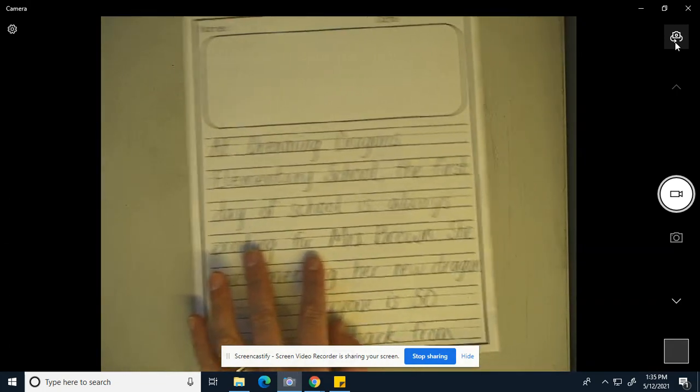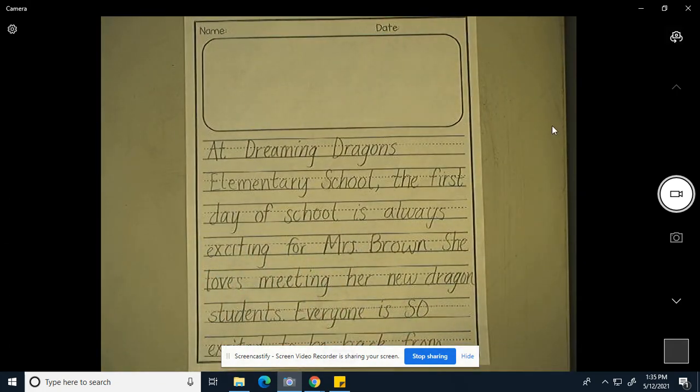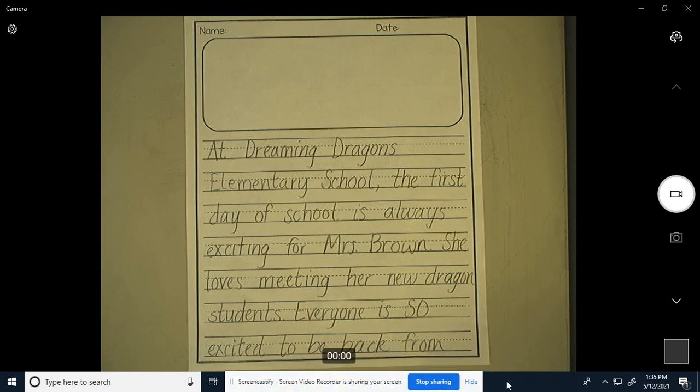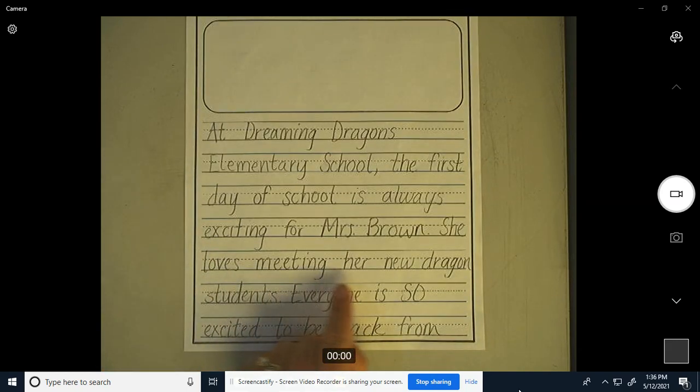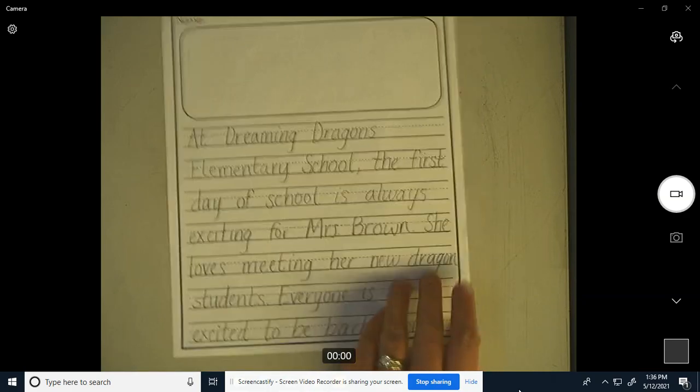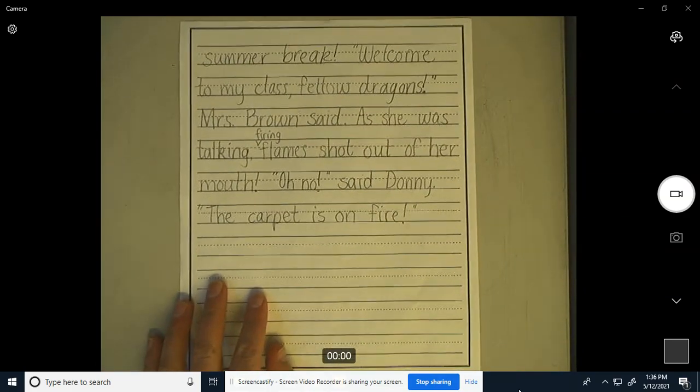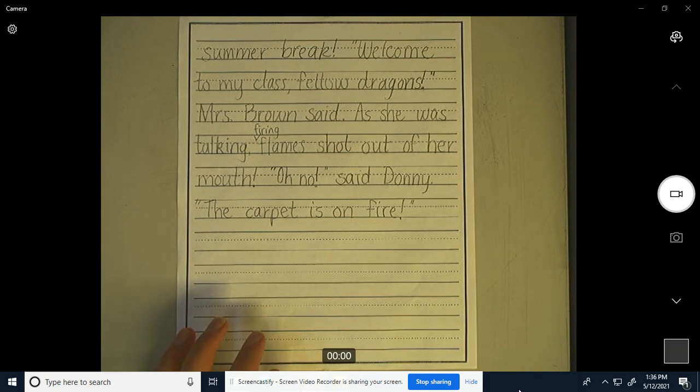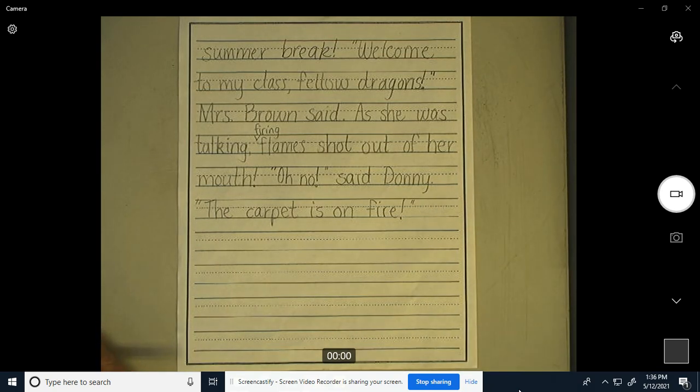All right, let's go ahead and read what I have so far, and then we will start adding. Okay, it says, at Dreaming Dragons Elementary School, the first day of school is always exciting for Mrs. Brown. She loves meeting her new dragon students. Everyone is so excited to be back from summer break. "Welcome to my class, fellow dragons," Mrs. Brown said. As she was talking, firing flames shot out of her mouth. "Oh no," said Donnie. "The carpet is on fire." All right, so there's where we left off.